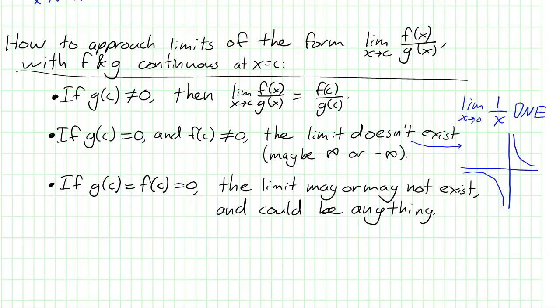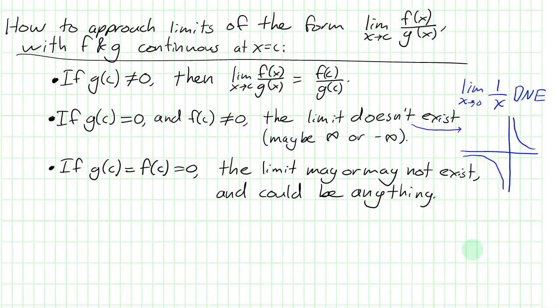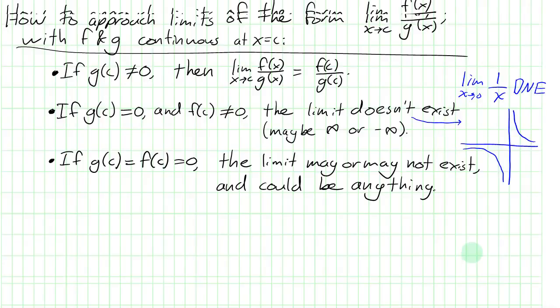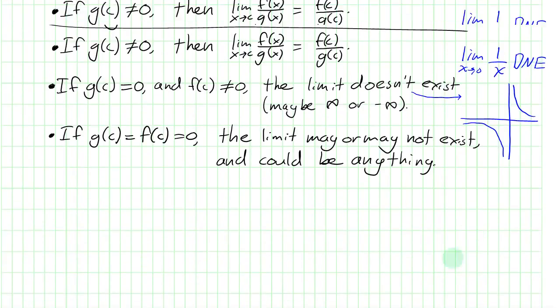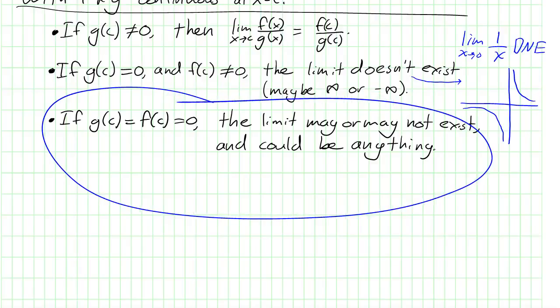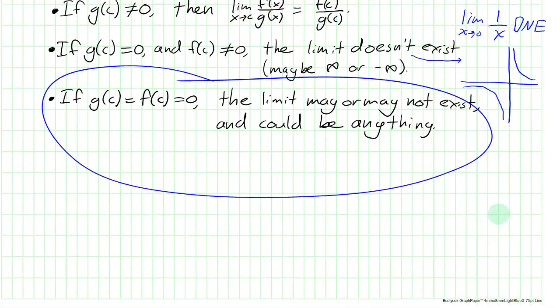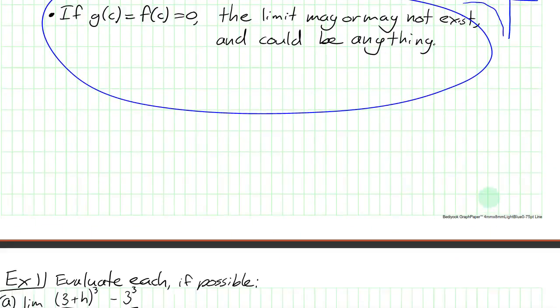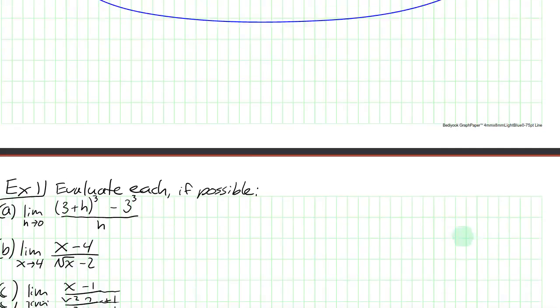And this third one is when both the top and the bottom are approaching 0. In that case, the limit may or may not exist and could be anything, and this is mostly the interesting one that we're going to focus on. So what we did before is just a summary of 1.8 stuff, but now let's look at these interesting 0 over 0 kinds of limits.